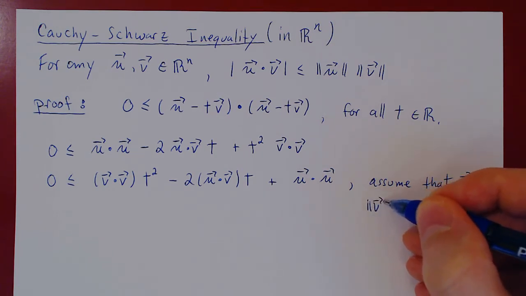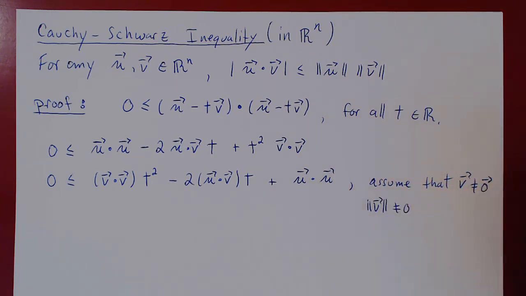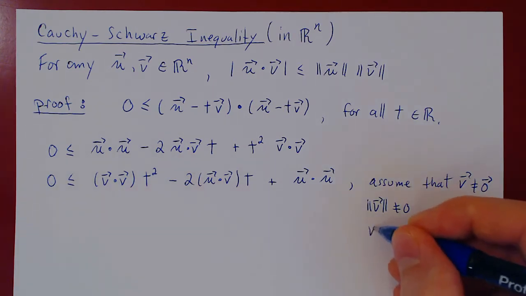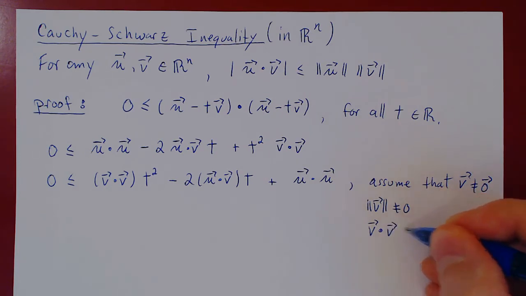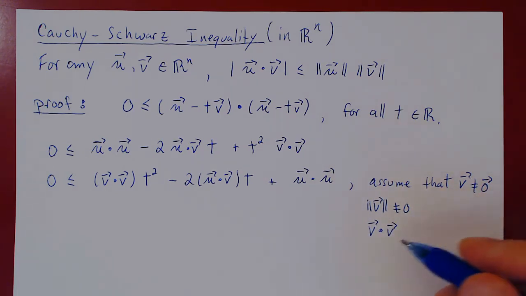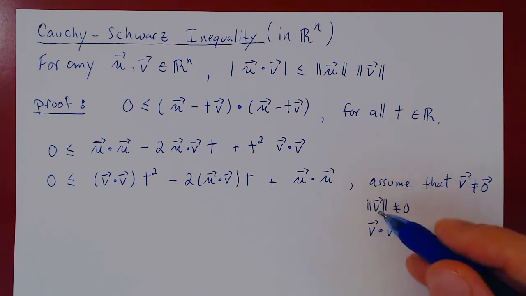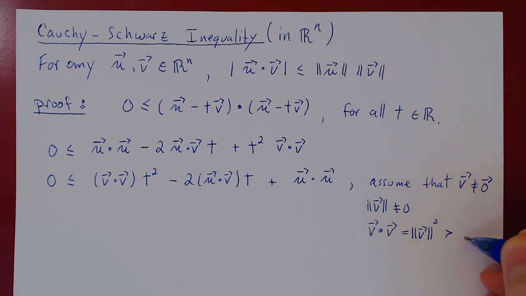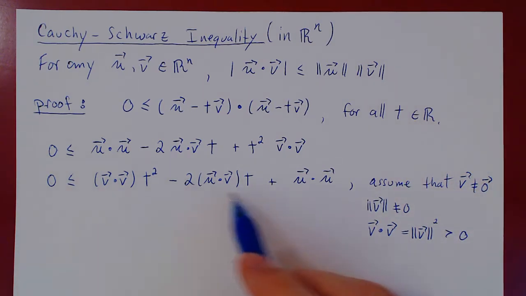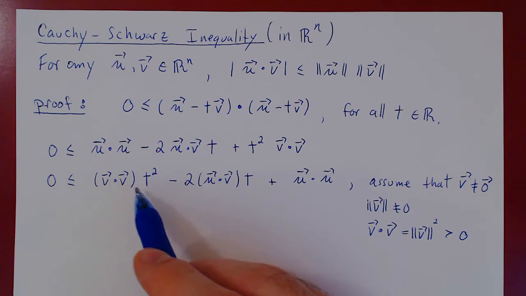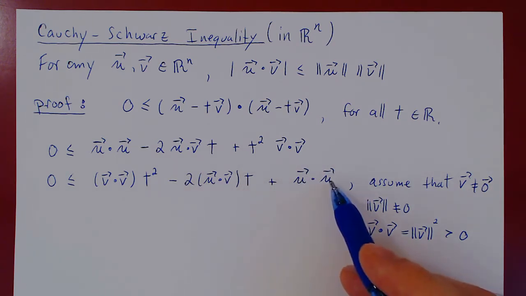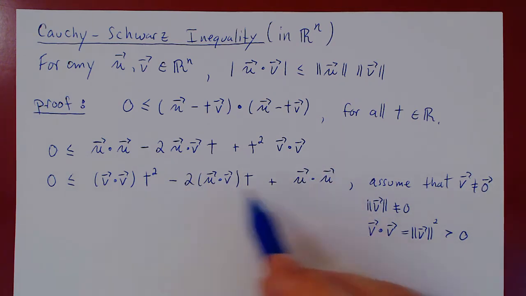the norm of v is not equal to zero. But the norm of v is the root of v dotted with v. And so v dot v is also non-zero, and it is a positive real number. This is the sum of the entries of v squared, and it is strictly positive. So look at what you have here. You have a positive constant multiple of t squared minus, well, another multiple, positive or negative, of t plus a constant term. This is a quadratic equation in t.